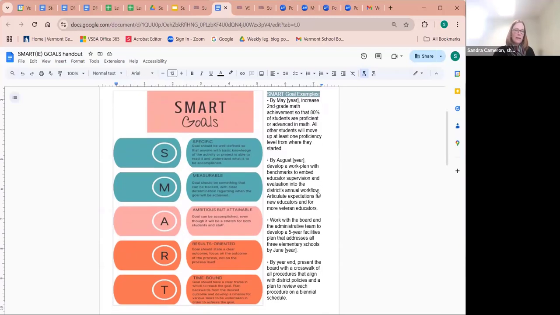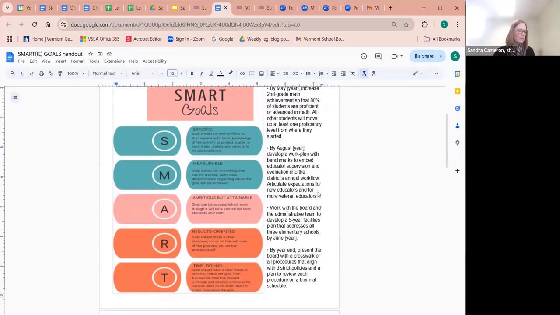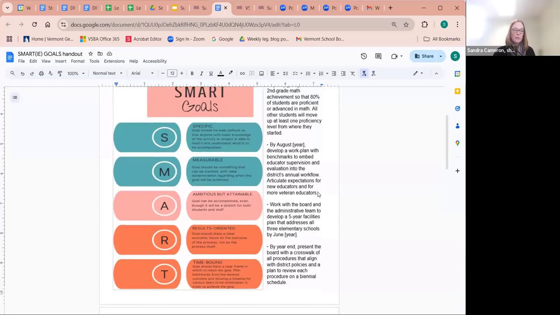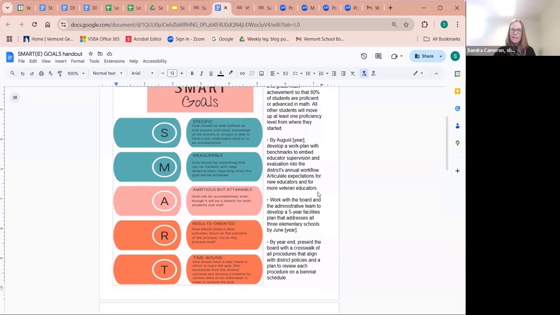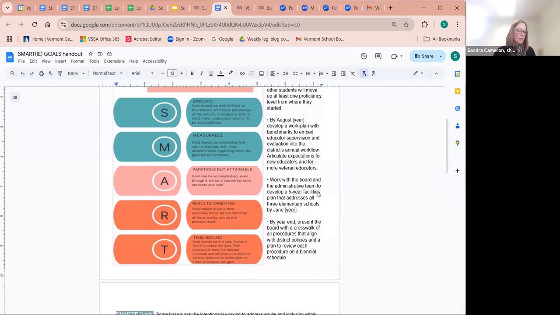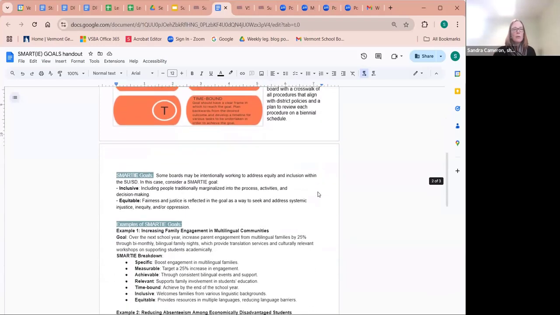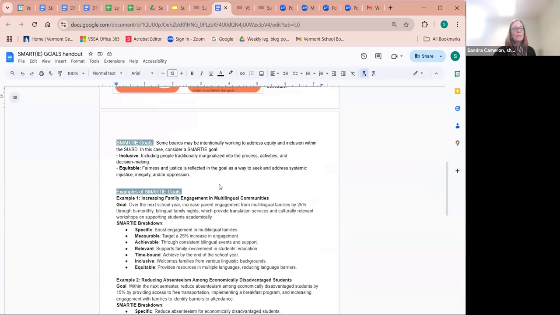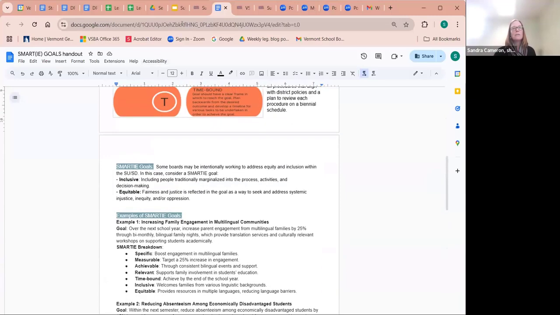Being measurable, ways to track the progress. Attainable, so making sure those goals are realistic and possible to achieve. Relevant, so aligned to the board's goals and the superintendent's goals, and speaking to the vision and the strategic plan. Time-oriented, so there's a clear end date. And then some boards are working more intentionally now to address equity and inclusion, and so that's the IE at the end of a SMARTY goal. So here you've got some examples of SMARTY goals and how you would break down a specific goal into each of those categories. So that is a resource for you.